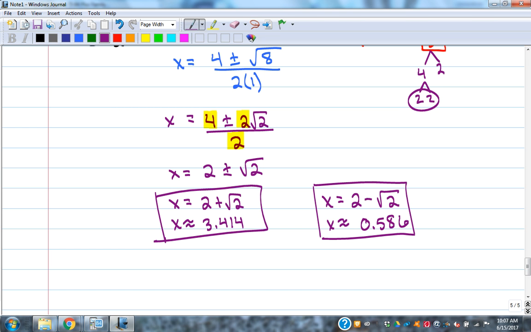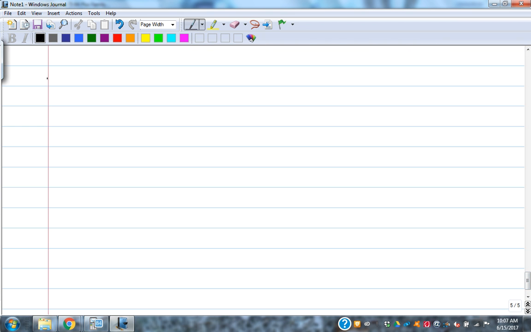All right, let's do another one. This one should be a little bit better because we're more used to the formula now. So x squared minus 3x plus 5 is equal to 15.